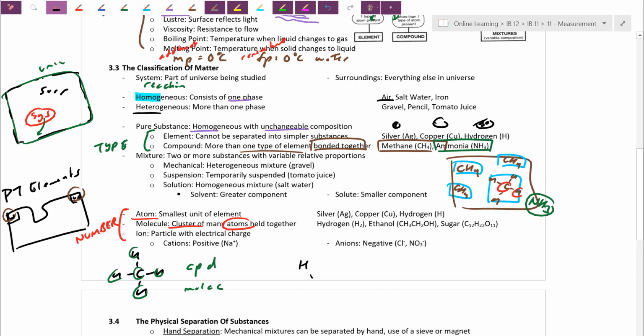Let's say the H2. The H2 is a molecule. It is going to be one atom connected to another atom. More than one atom bonded together makes me a molecule. However, if we look on the periodic table, this is just the H kind of material. This is actually just an element. So although all compounds are molecules, not all molecules are compounds.